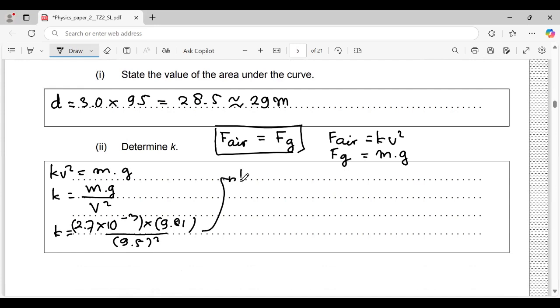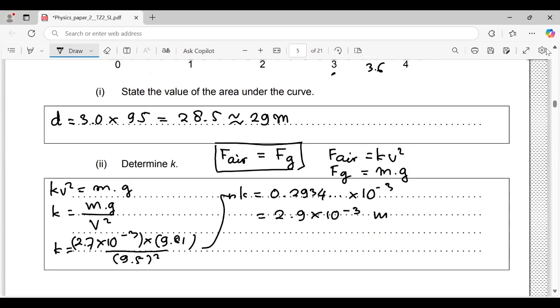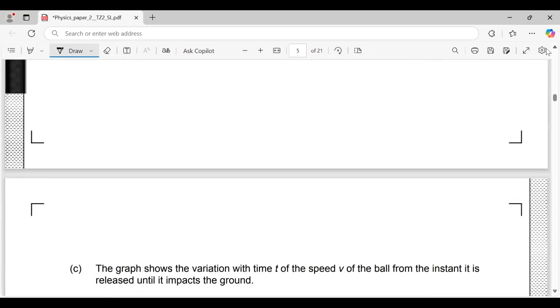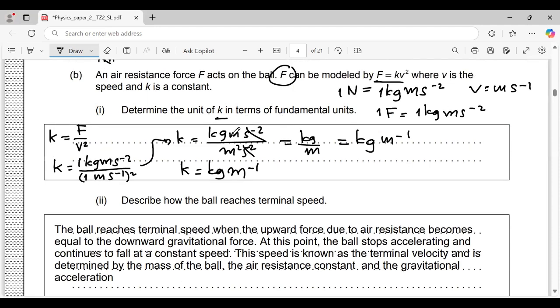Let's continue with our calculation. So K equals, I have calculated this, and the result is 0.2934 times 10 power minus 3. In significant figures, 2.9 times 10 power minus 3. The unit is meters. According to this part, the unit is in this one.